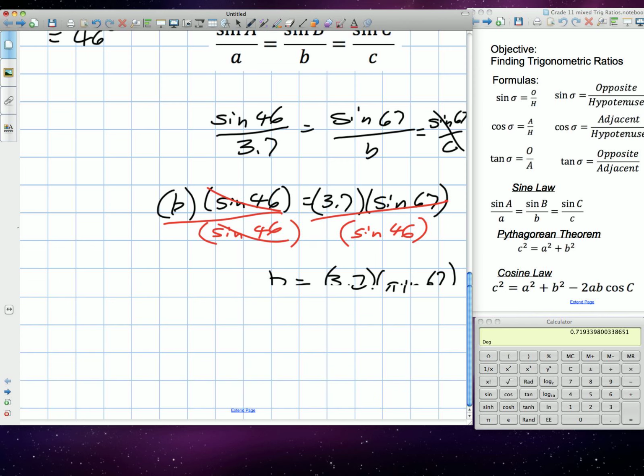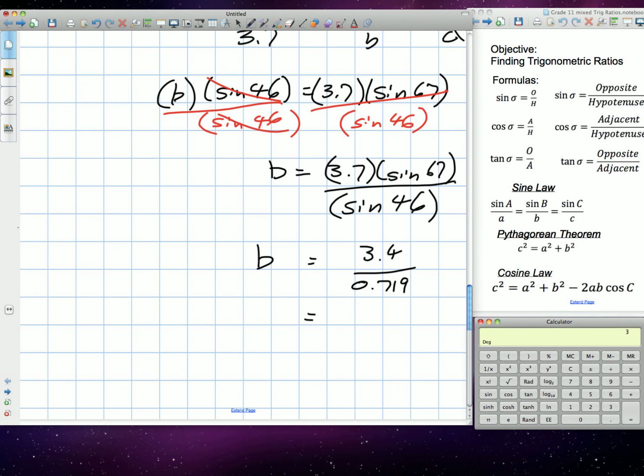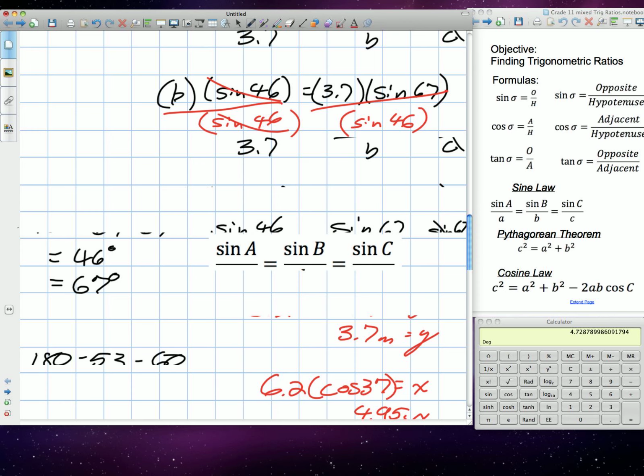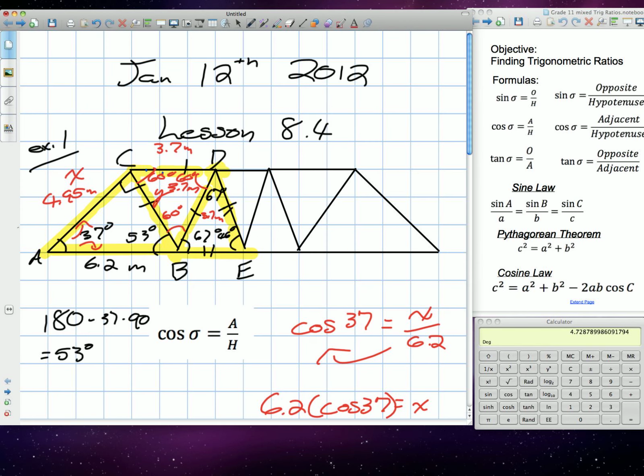We divide those two numbers. 3.4 divided by 0.719, 4.7. So B is equal to 4.7. So we go up, found quite a lot of information, 4.7, 4.7.